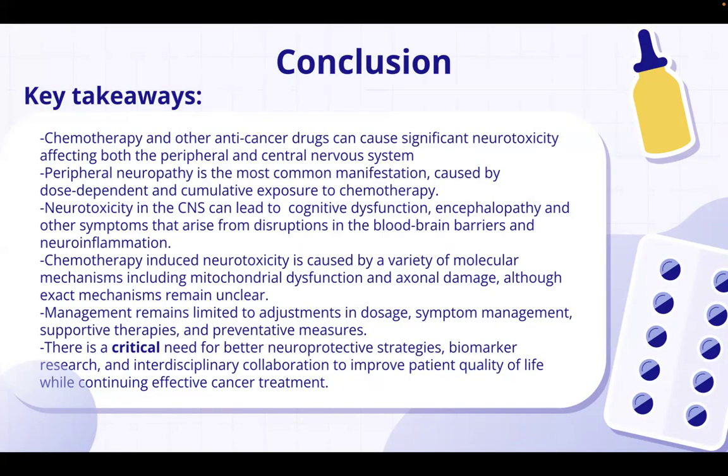And throughout all of this, we can see that there is a very critical need for better neuroprotective strategies and drugs. So, medicine that can protect against neurotoxicity and prevent it from actually harming the individual. Also needed are biomarker research and interdisciplinary and multidisciplinary collaboration to improve patient quality of life while they continue to receive necessary and effective cancer treatment.